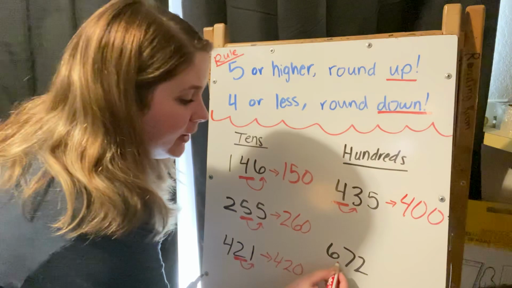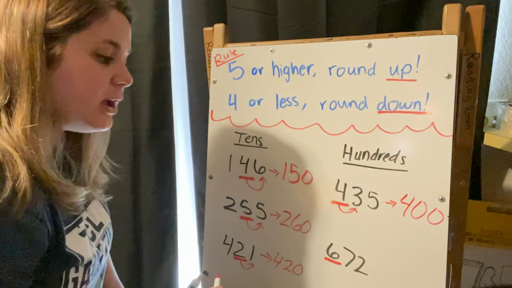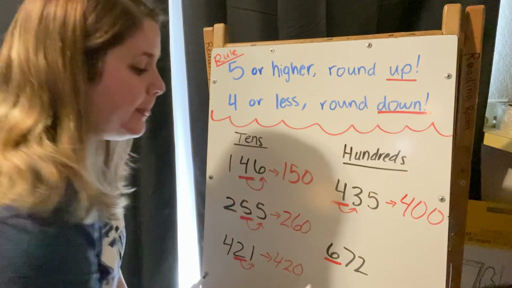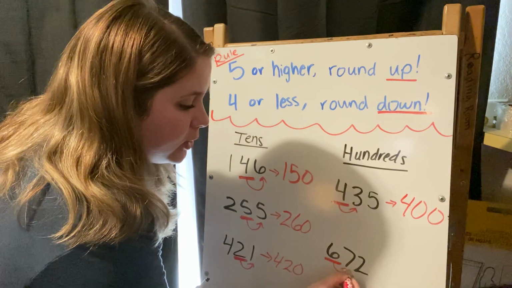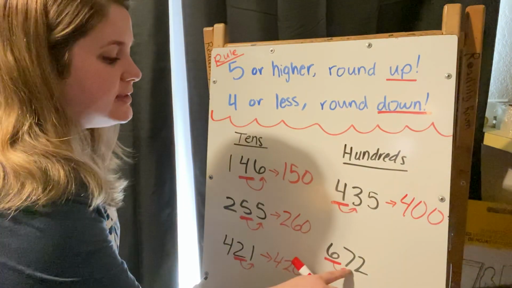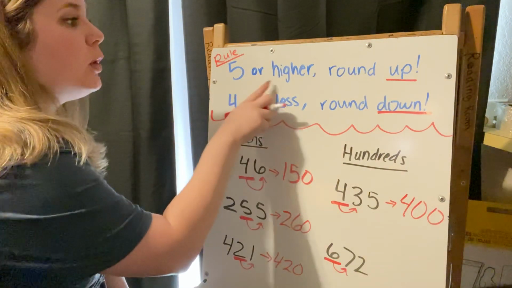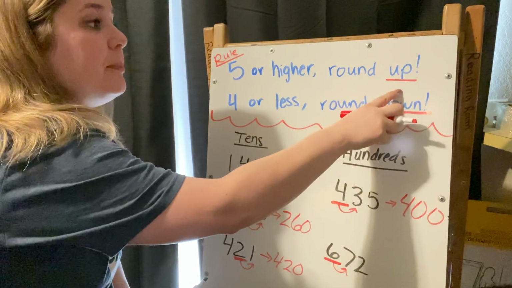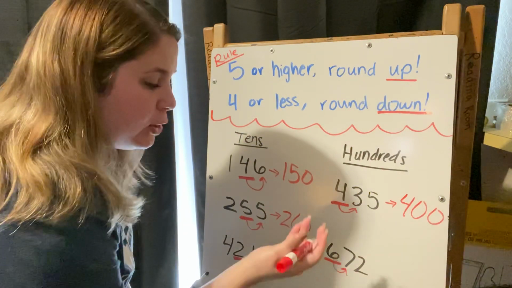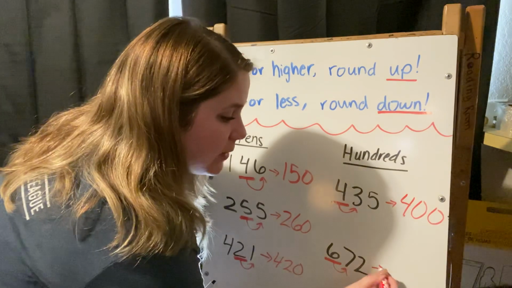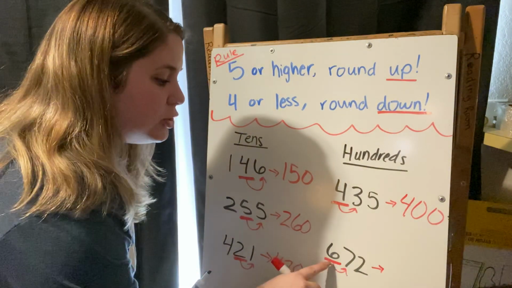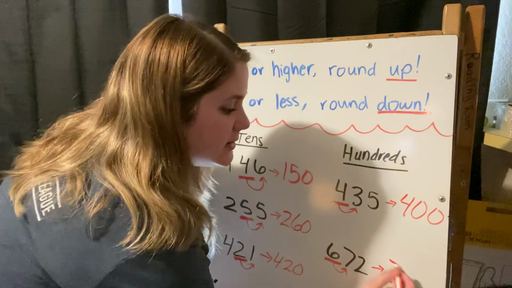I'm going to underline 600 because that's my hundreds place and that's what I'm rounding to. I'm going to look next door right there. I see that it's a 7, back up to my rule, 5 or higher, round up. So my 7 is going to push this up. And because I'm rounding to hundreds, I'm going to push my 6 up to a 700.